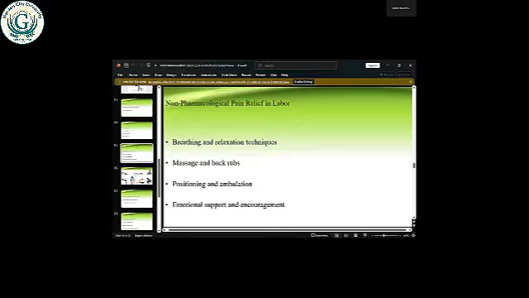Positioning and ambulation. Either you position the woman on the left lateral, or you talk to her to walk slowly. When there are contractions, the woman can relax. When there are no contractions, she can walk slowly or stretch her body. Emotional support and encouragement. You can call in any relative around, whether a husband or the mother or a sister, to encourage her, or you yourself can encourage her, since the pain cannot be relieved at all unless the baby has been delivered. So you have to reassure her that she's in safe hands, everything is going to be well, and you are going to help her to deliver her baby safely.